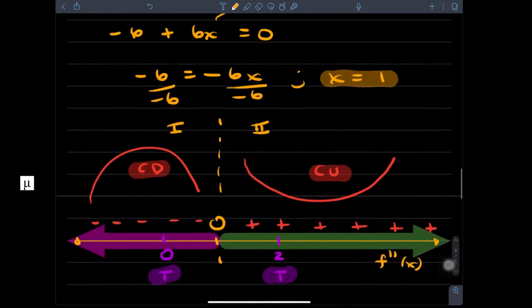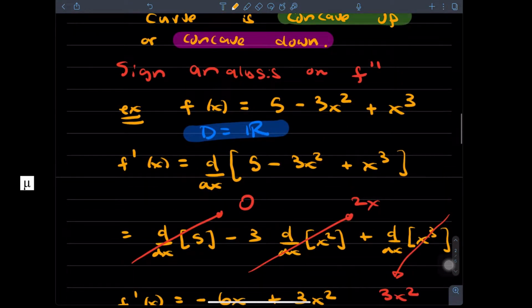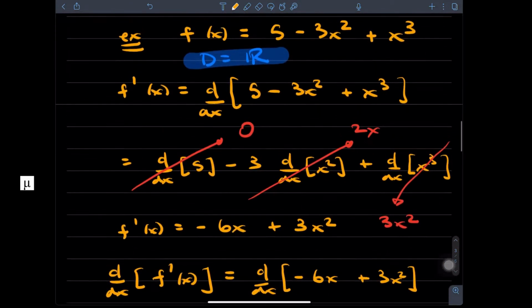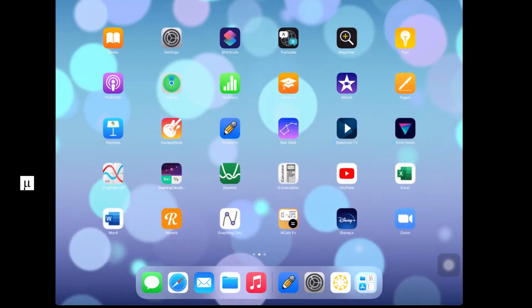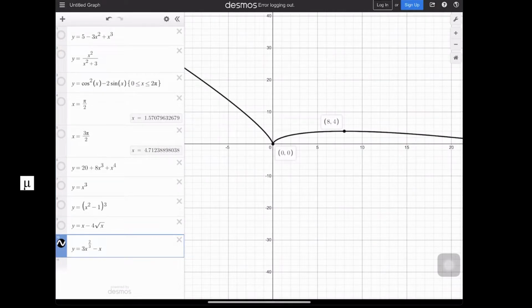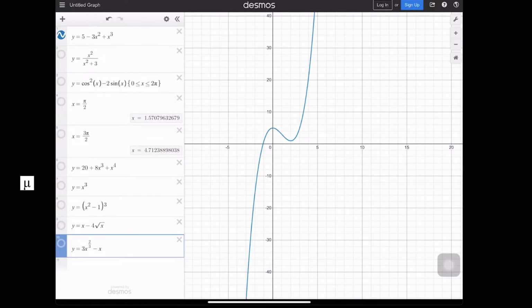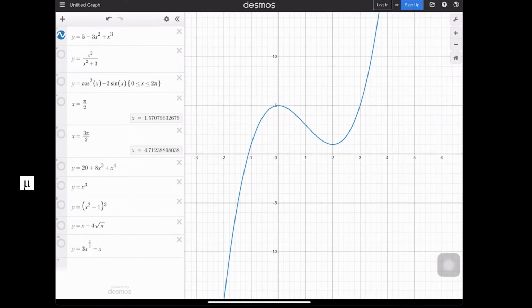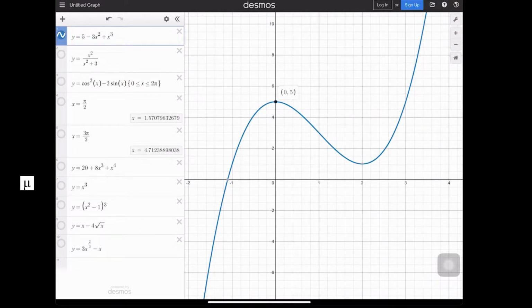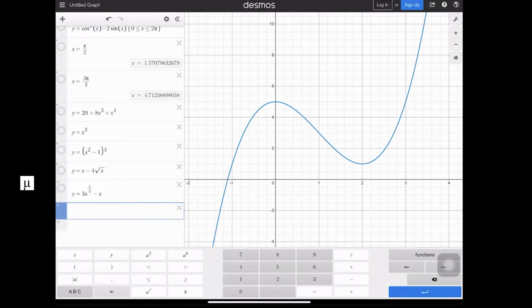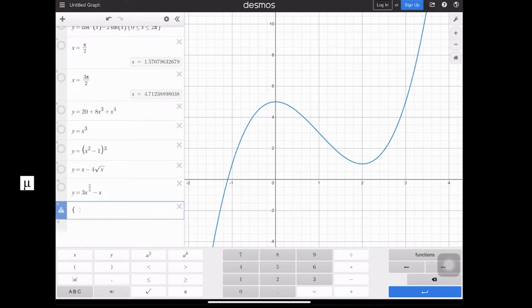That's your sign analysis on the second derivative. This is the meaning. Let's look at the curve here, right? What's the curve? 5 minus 3x squared plus x cubed. So this is my curve here. I'm going to go to Desmos. Where are you hiding? There we go. We still have that. And I can touch some points. I can't touch every point. So I might just put the point here, 1. When x is 1, what is y? 3, it looks like. So I'm going to say 1, 3.